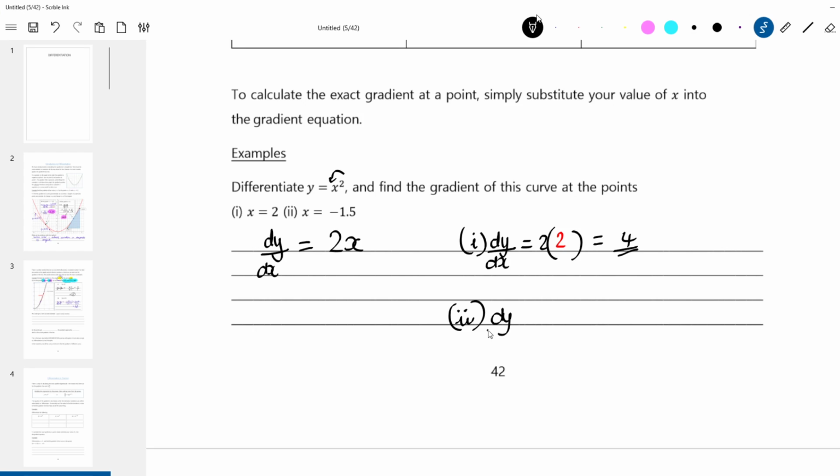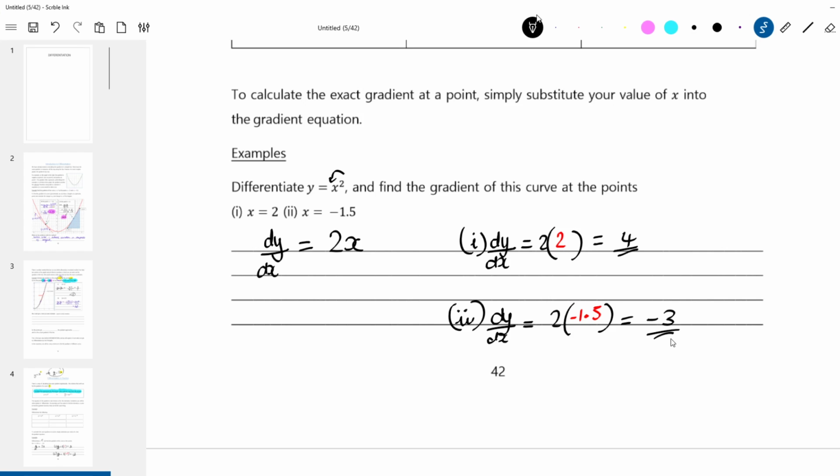It's not me. So if I do it the second time, but I plug in minus 1.5, 2 times minus 1.5 is minus 3. And I think I suspected at the time that my tangent wasn't very good. And yes, I was wrong. It wasn't miles out, but it's a different gradient.